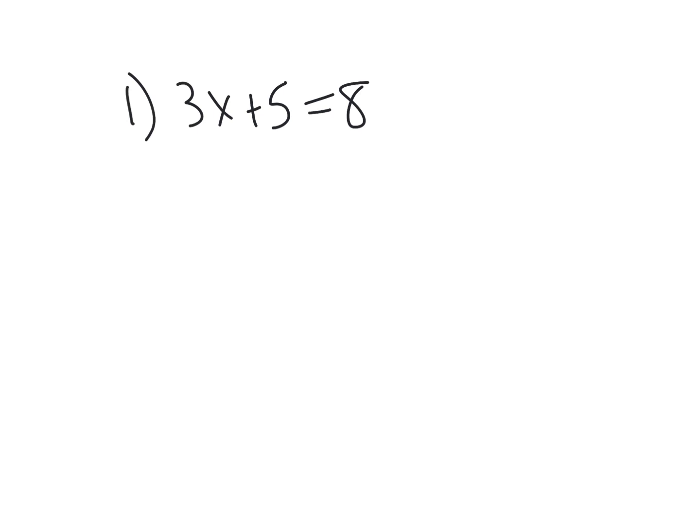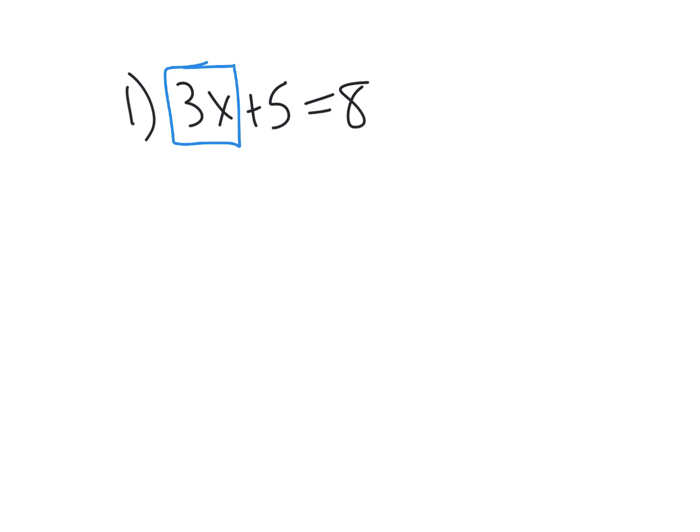So on a problem like this, this is called a two-step equation because there are two steps for solving it. The first thing we're going to be doing is trying to get the variable term by itself. By the variable term, I mean the 3x. We're going to try and get that by itself, and then we'll have one more step, and then we'll be able to figure out what x is equal to.